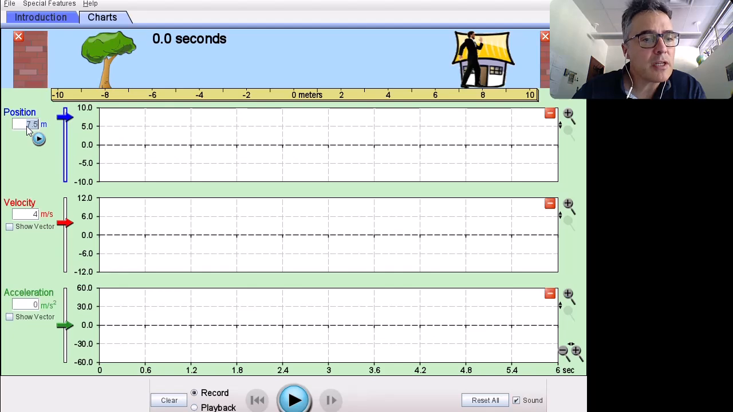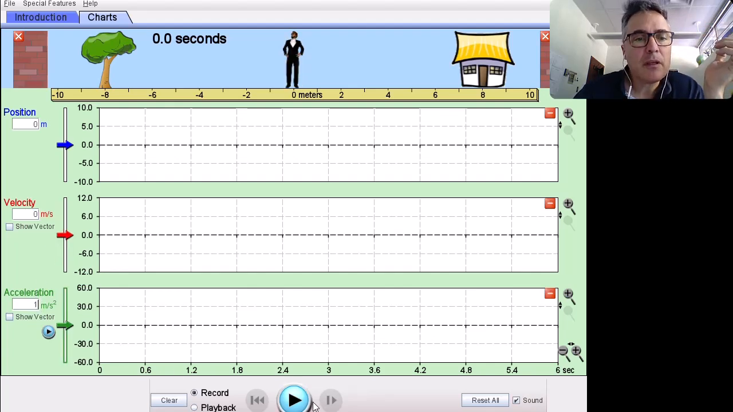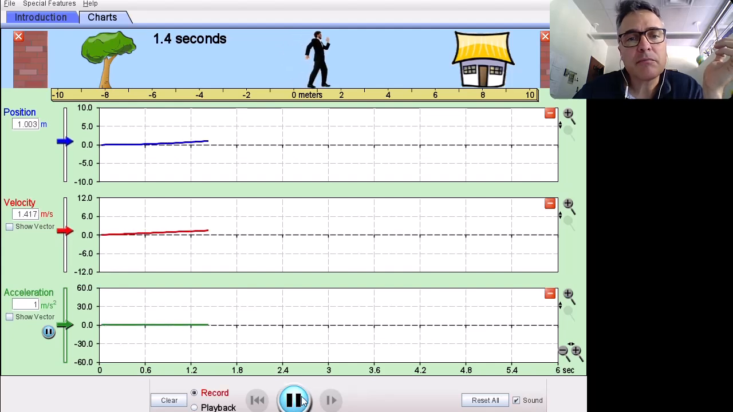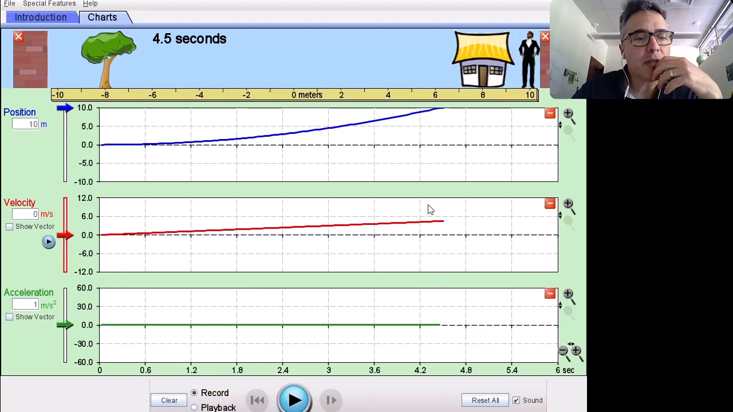So let's restart this guy at position of 0. We'll give him an initial velocity of 0 actually, and put his acceleration to +1. Start him off, and he speeds up, speeds up, speeds up, speeds up. Oop, and he hits the wall. So what you see here is now his velocity goes up by 1 meter per second every second. After 1 second, he's going 1 meter per second. After 4 seconds, he's going 4 meters per second. And his position goes up as a curved parabolic line.